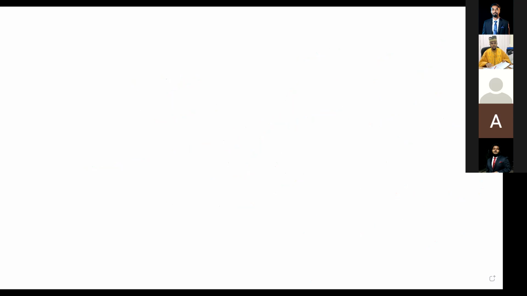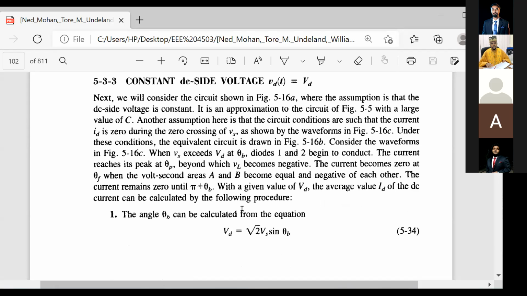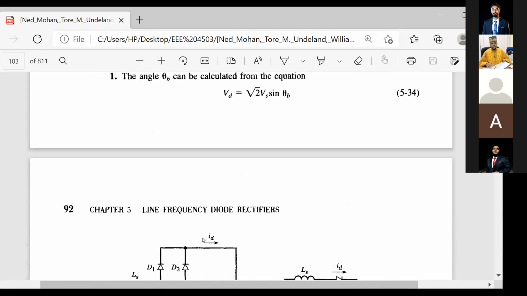Okay, let us start sharing the book. It is given here. Now we'll learn what happens if there is a constant voltage at the output. Okay, let us see the circuit. Circuit is this one.